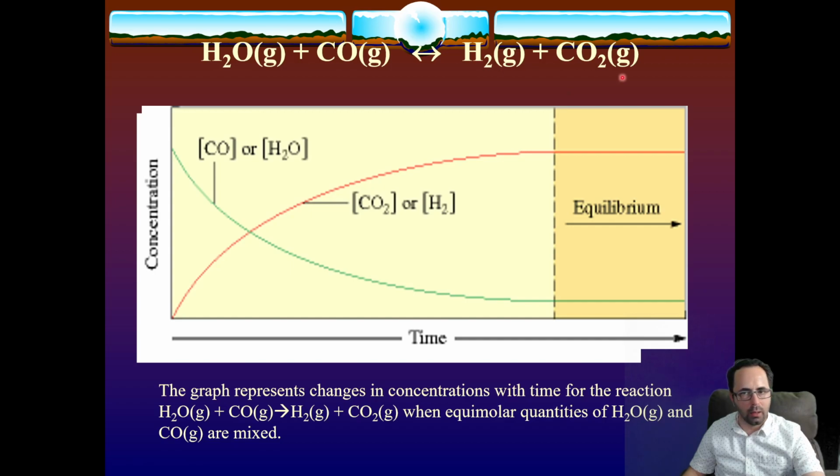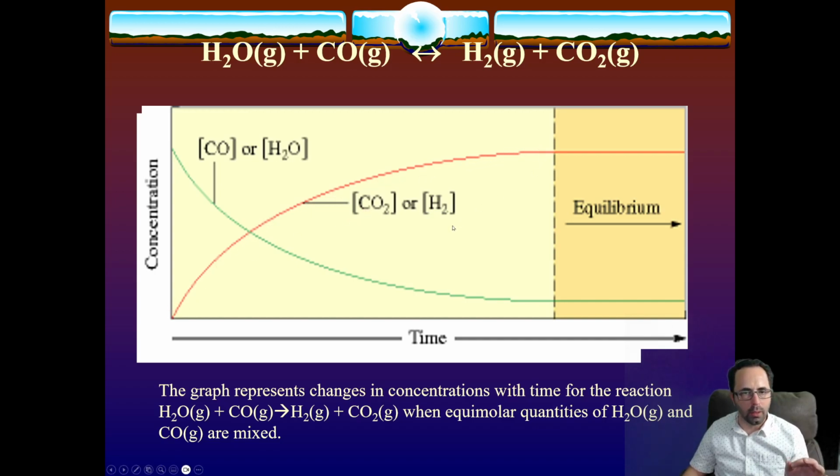And then here on the right, we have the products, hydrogen and CO2. At the beginning, we start with none of those. So let's say we mix equimolar, or the same amounts in moles, of CO and H2O. And they have the same concentrations, which is represented by these brackets here. But as the reaction progresses, that concentration goes down and down and down and down. Meanwhile, while the reaction is occurring, the concentrations of the products are going up and up and up and up.